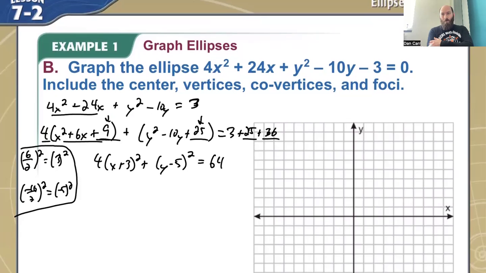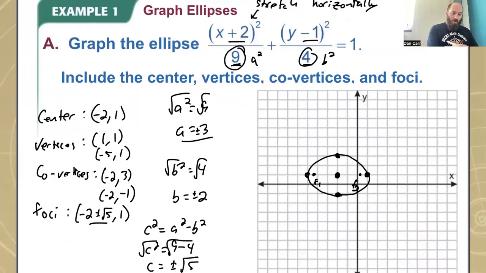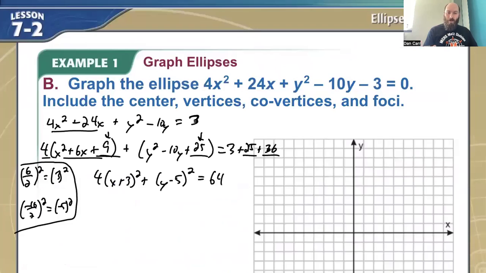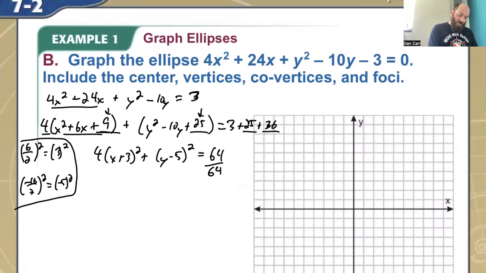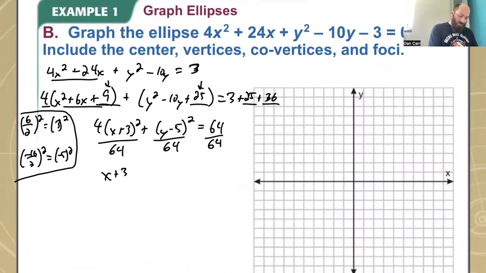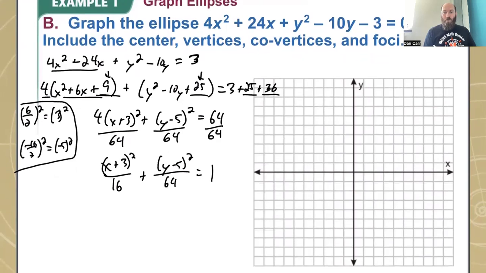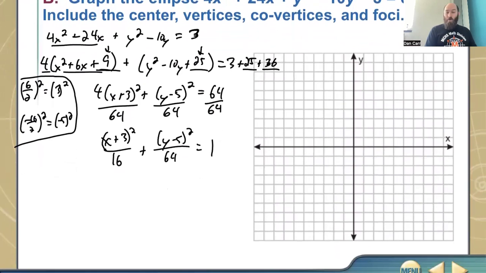In the way we had it set up, if I look at the previous one, ellipses will always be equal to 1. So I always have to make it equal to 1. In this scenario, I'm going to divide everything by 64. That gives me (x plus 3) squared over 4 over 64, which simplifies to 16, plus (y minus 5) squared over 64 equals 1. Now it looks just like my previous one.